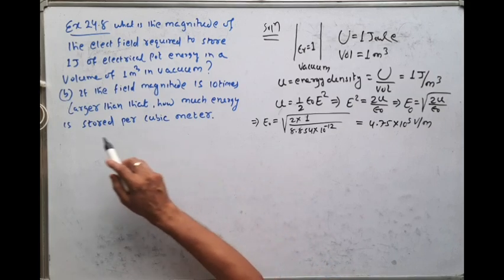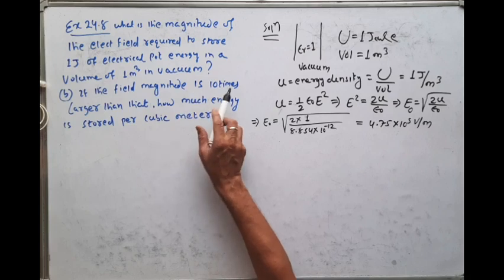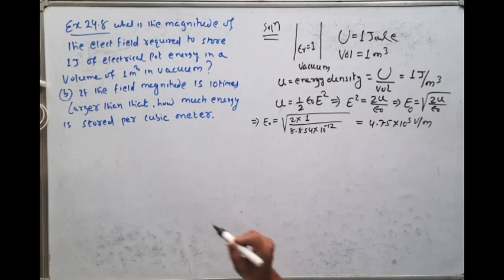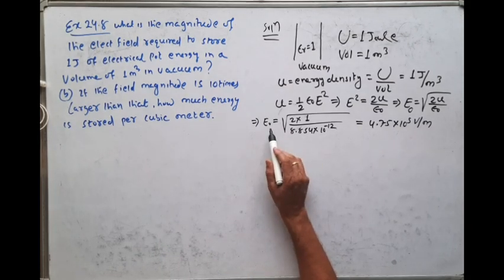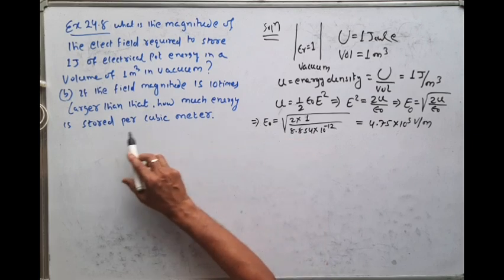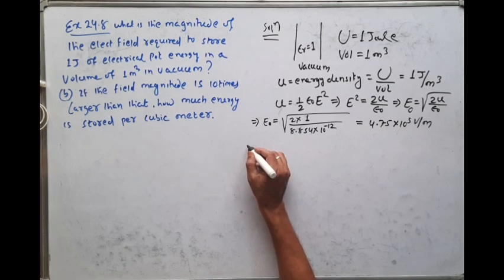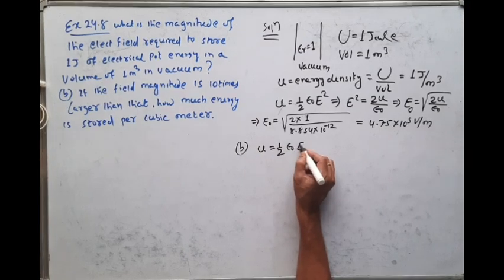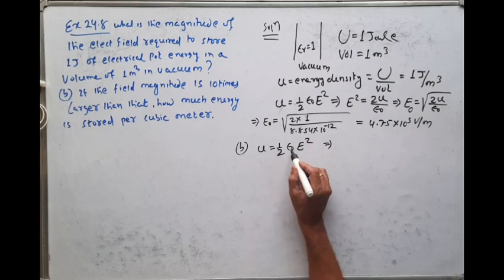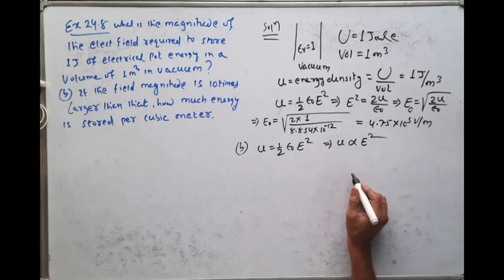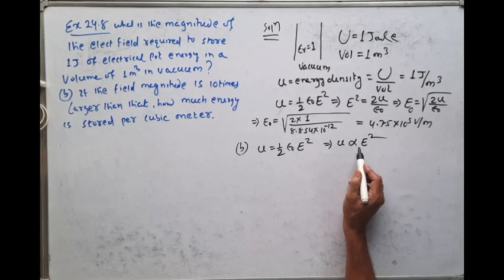Now the question is, if the field magnitude is 10 times larger than that, how much energy is stored per cubic meter? So that means if we increase the electric field by 10 times, what will be the energy stored per unit volume? Now see, the second bit. Energy density is equal to half times epsilon naught into E square. Half is constant, epsilon naught is constant. So energy density is directly proportional to E square.